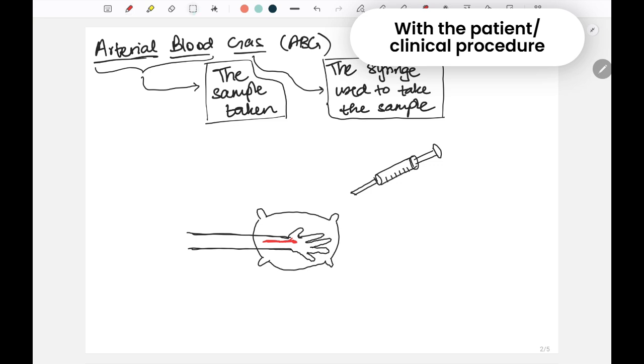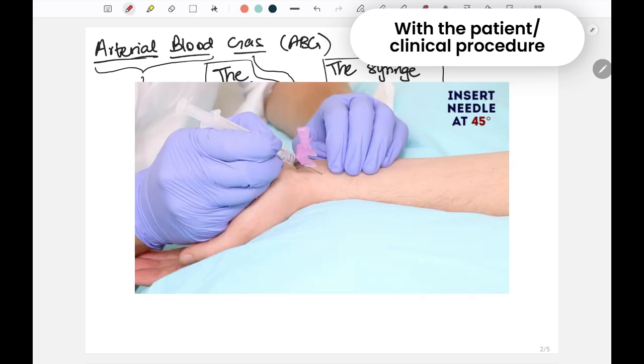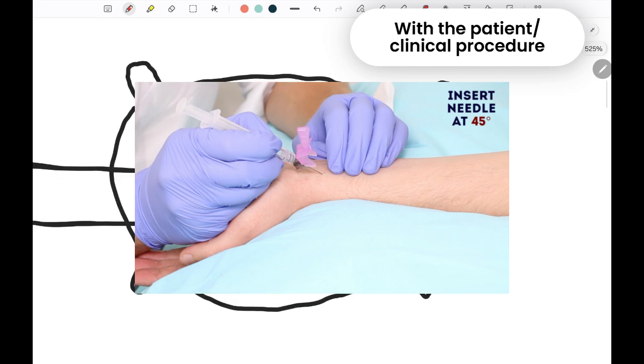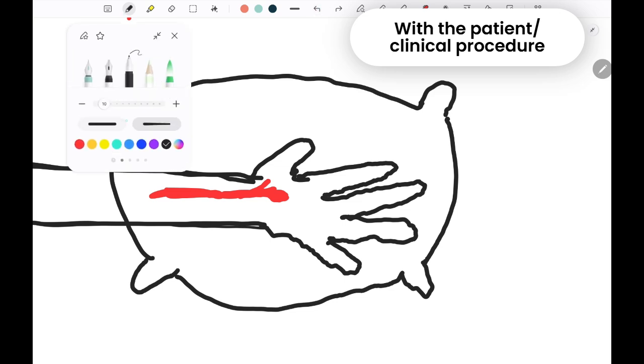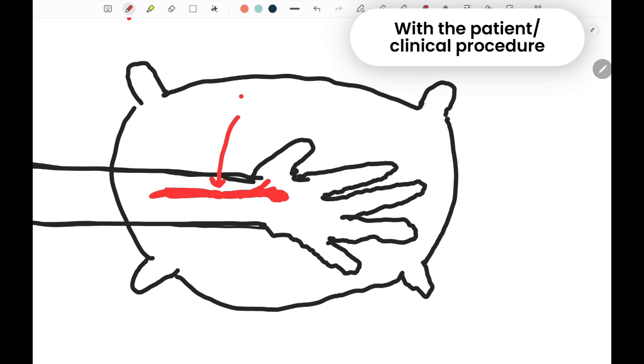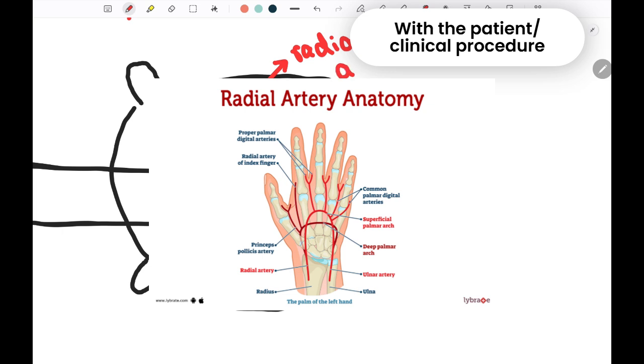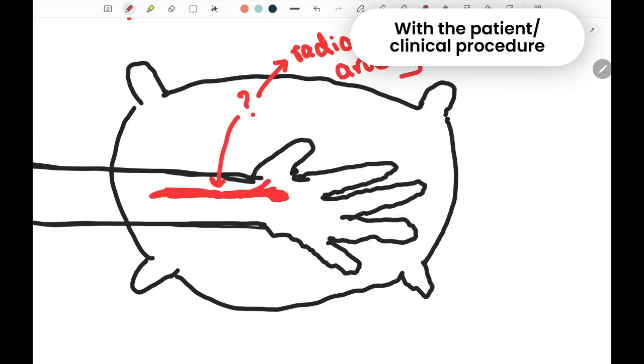So now let's say that we want to take the patient's ABG. So what we do is we ask the patient to put their hand on a pillow or any elevated surface, and we feel for their radial artery. So this is a common question that they might ask you on the ward, which is, name this artery, or which artery is being used. So this is the radial artery. You can actually feel this on yourself right now.